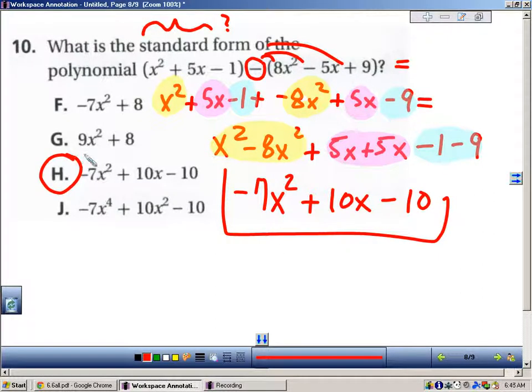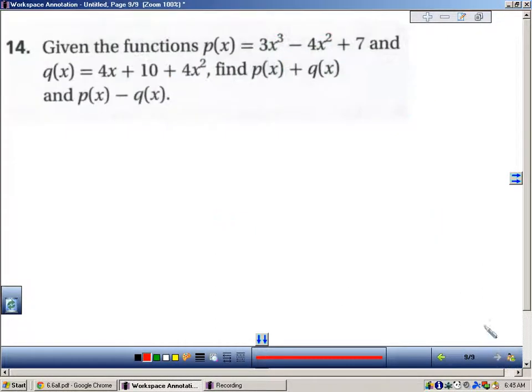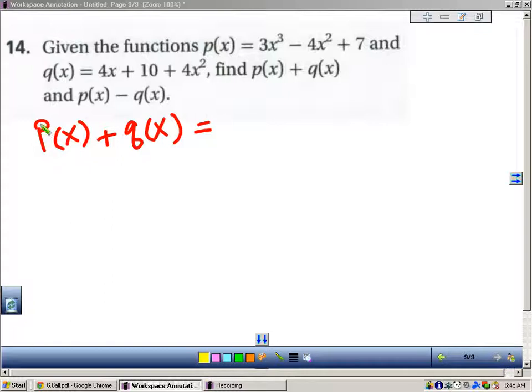Okay. And the last question says, given the functions p of x and q of x, find the sum p of x plus q of x, and also the difference p of x minus q of x. So we can do this. So let's do the addition first. So we're going to substitute with p of x. Okay, p of x is this expression right here, and it is equal to that. So we substitute. So that's my first step.